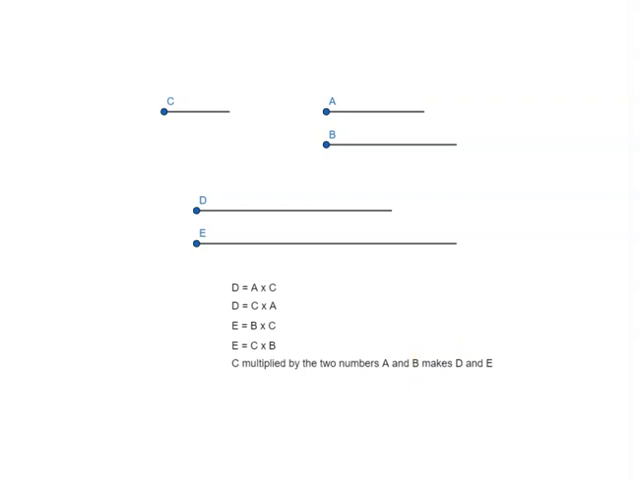So we can use that and write it in the form of proportions. A is to B is equal to D is to E. Yes. So that is proposition number 18 of book 7 of Euclid's Elements.